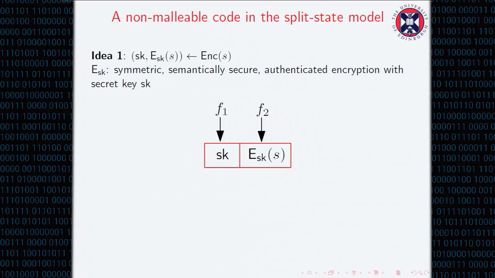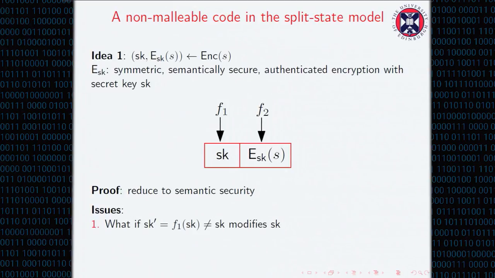We use authenticated encryption, which means that if the attacker modifies the ciphertext, he will break the code word. This is what authenticated encryption means. So we reduce the security of this primitive to the semantic security of the encryption. But we have some issues. The authenticity property of the encryption scheme goes away if the attacker modifies the secret key. So if the attacker modifies the left part of the memory, we know nothing. Moreover, when the simulator tries to simulate this attack, he doesn't have access to the secret key.